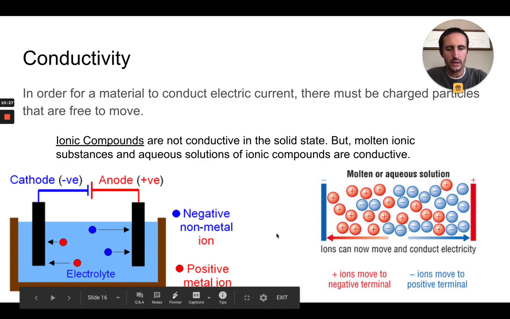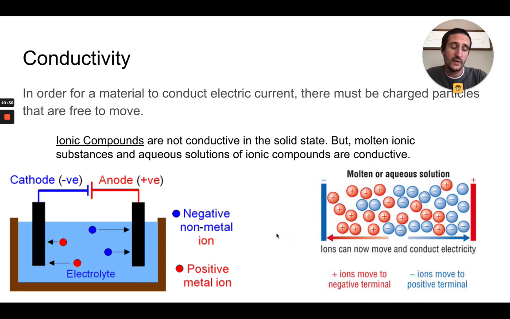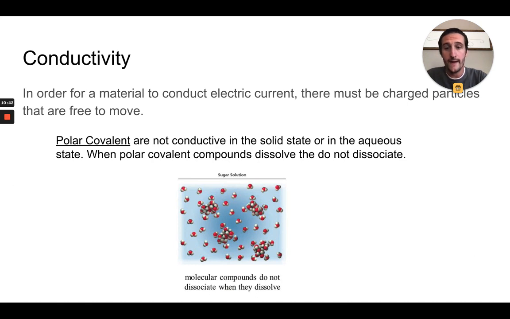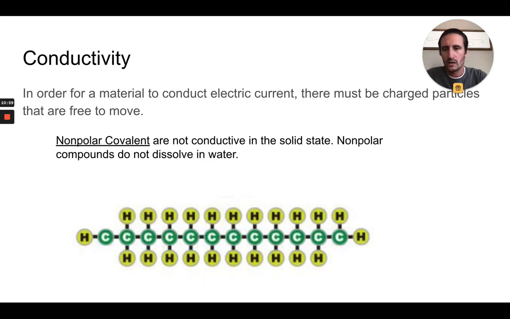Similarly, if you melt an ionic compound, and you do have to get it very hot to melt it, in that case, the ions can move around and therefore we can conduct electricity. Polar covalent compounds are not conductive in the solid state or in aqueous states, or when they're melted for that matter. When polar covalent compounds dissolve, they do not dissociate, and so there is no movement of charged particles. Nonpolar covalent compounds are not conductive in the solid state, and they do not dissolve in water, so that's not going to change anything there.